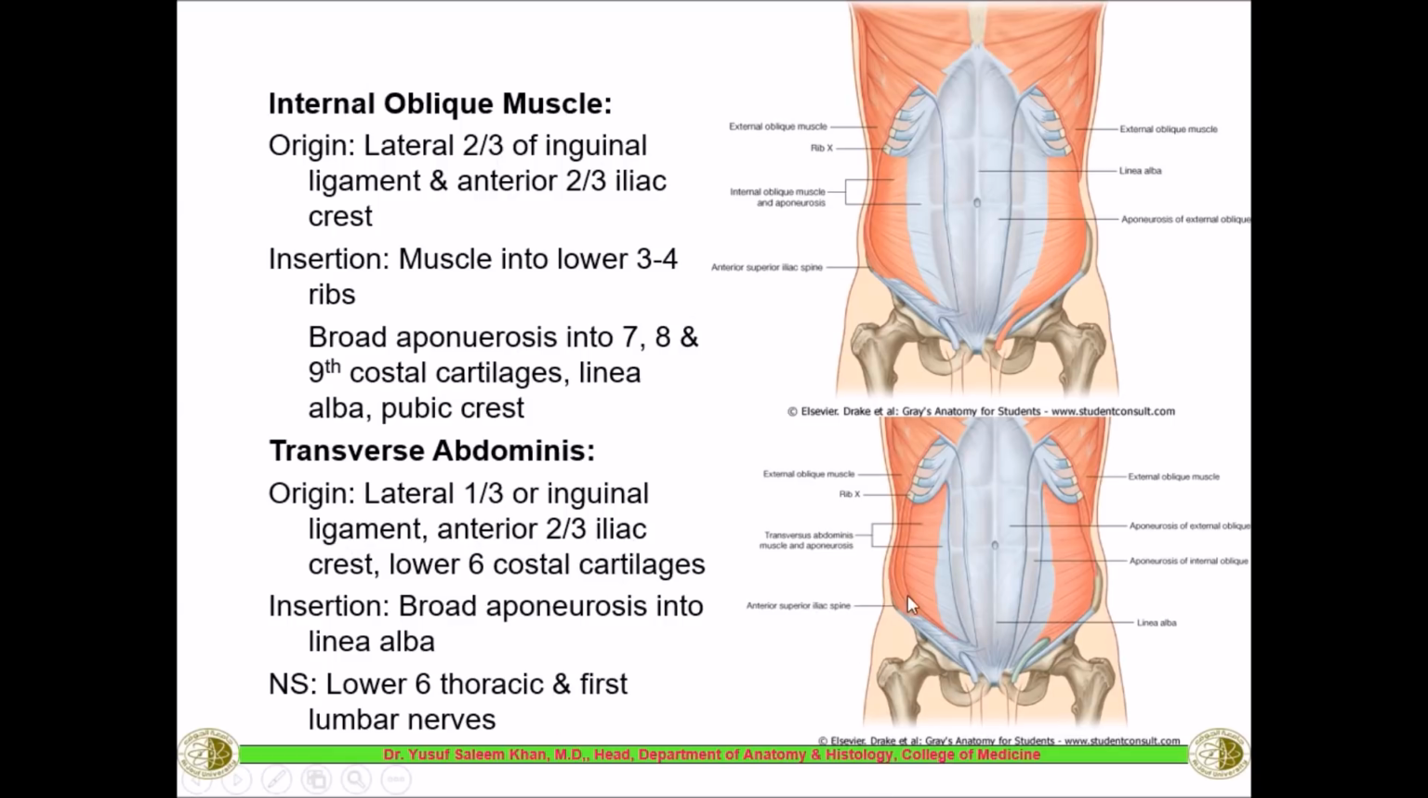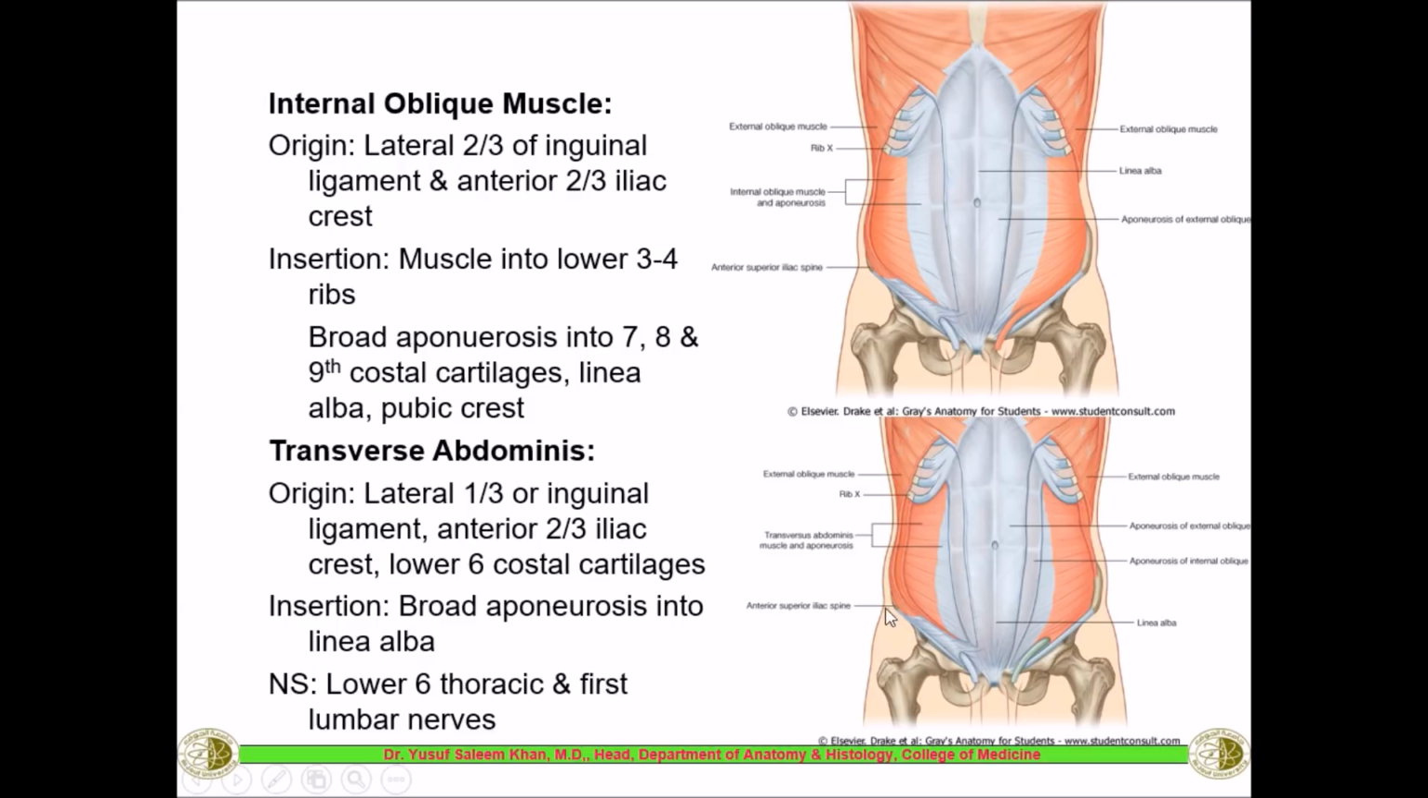The external oblique will be taking origin from the iliac crest, but the outer lip. The internal oblique will be taking origin from the anterior 2/3 of the iliac crest, but from the middle part. And the transverse abdominis will be taking origin from the anterior 2/3 of the iliac crest, but the inner lip. So that is the difference between the three muscles, even though they are all taking origin from the iliac crest.